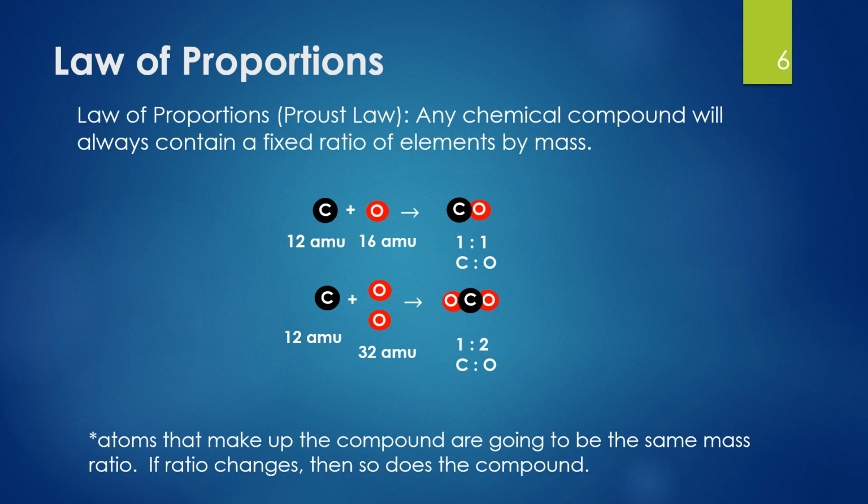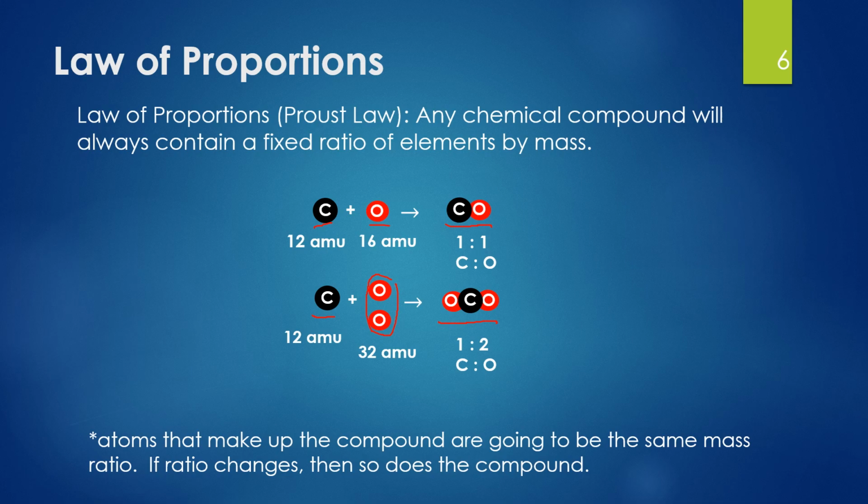So let's look at the example here. In the top example, we have one carbon atom and one oxygen atom combining. So that's the ratio, a 1-to-1 ratio. When we combine one carbon atom with one oxygen atom, we get a 1-to-1 ratio of carbon and oxygen to make carbon monoxide. Now, if we were to change the ratio to a 1-to-2 ratio, reacting one carbon atom with two oxygen atoms, it would result in a 1-to-2 ratio of carbon to oxygen, making a different compound, carbon dioxide.